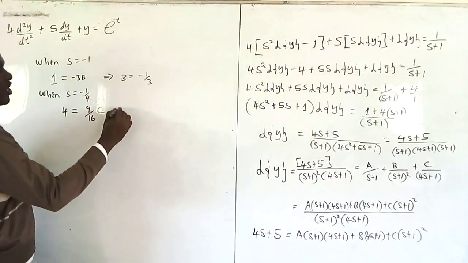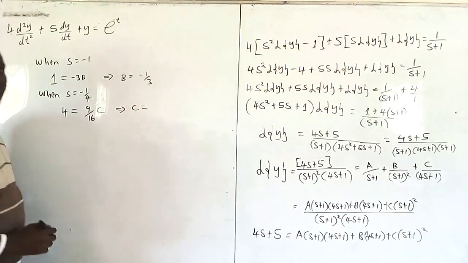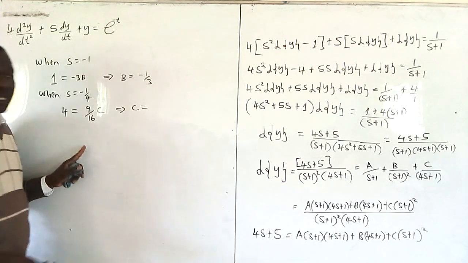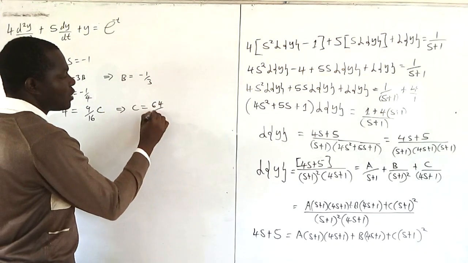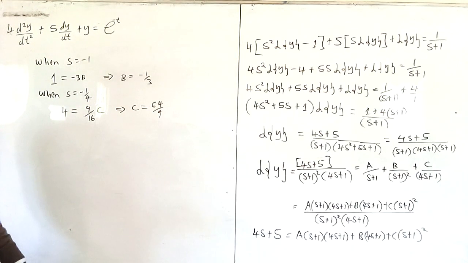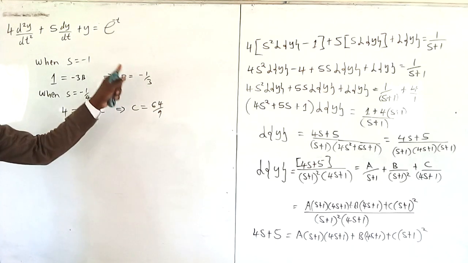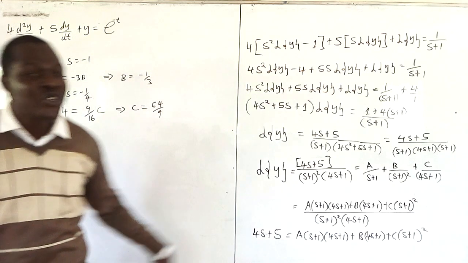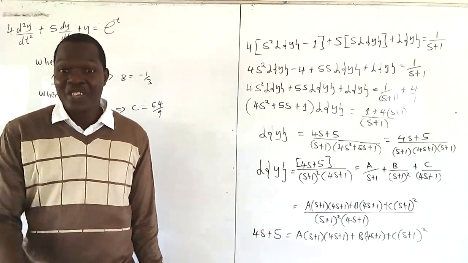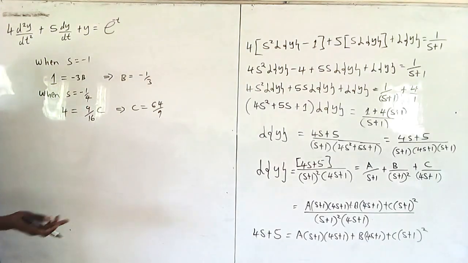So what is the value of c? You multiply both sides by 16 over 9. And you get 64 over 9. You found the value of c, isn't it? Once you found the value of b and c, you now choose any number. Which number is easier to choose? 0, because there's no 0 here.